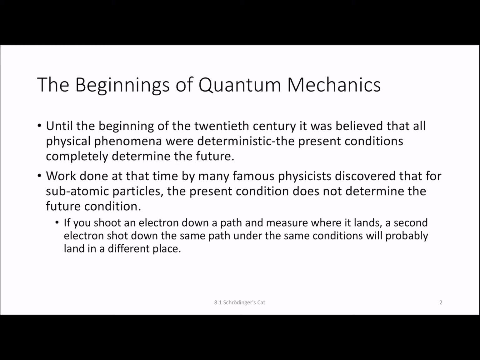Now, work done at that time by many famous physicists discovered that for subatomic particles, the present condition actually doesn't determine the future condition. So, for example, if you shoot an electron down some path and measure where it lands, a second electron you shot down the same path under the exact same conditions would probably land in a different place, which again, is very different than the macroscopic world that we live in.